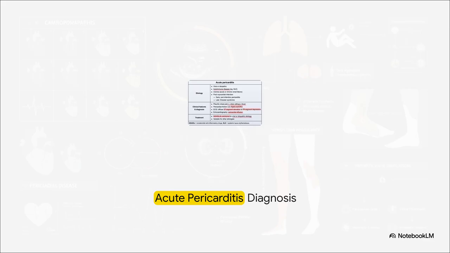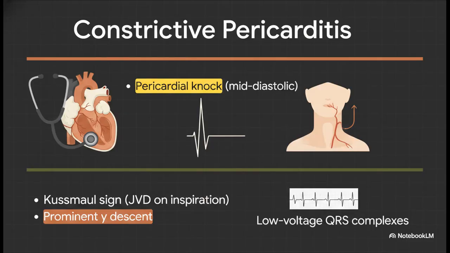First-line management for viral or idiopathic cases is a combo of NSAIDs and colchicine. Watch out, though. Corticosteroids are heavily tested as the wrong answer, unless the patient has a strict contraindication to NSAIDs, like severe renal failure. Now, if that pericarditis becomes chronic, say from recurrent viral bugs, radiation, or prior surgery, the pericardium gets heavily fibrotic and calcified. This is constrictive pericarditis, and it severely blocks diastolic filling.